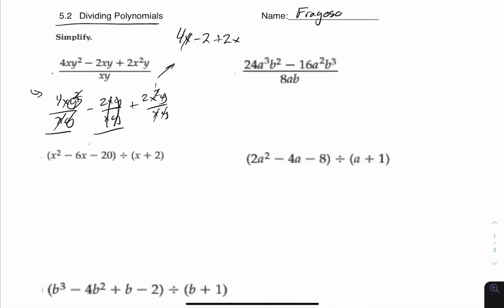4y on the first one. That's a mistake. A little too sloppy there. So let's try to make it a little nicer on the next one.